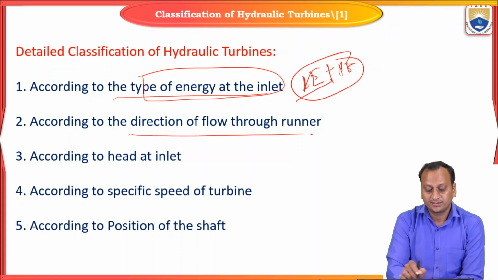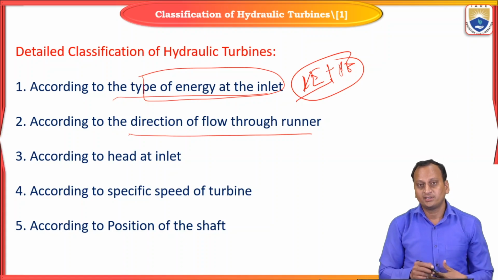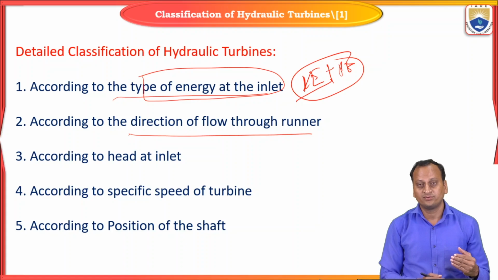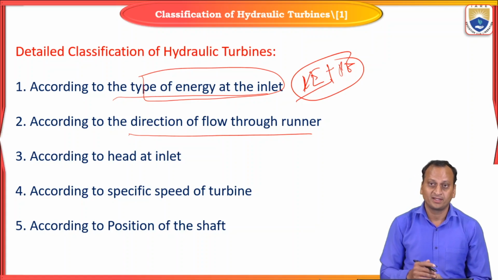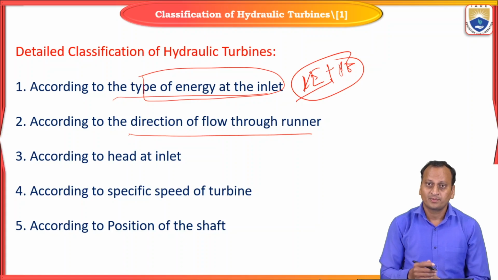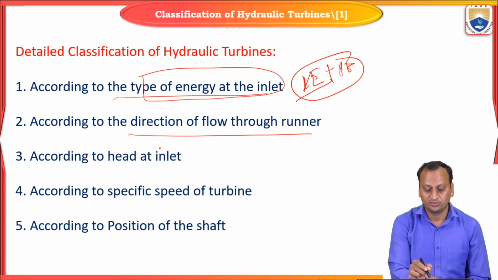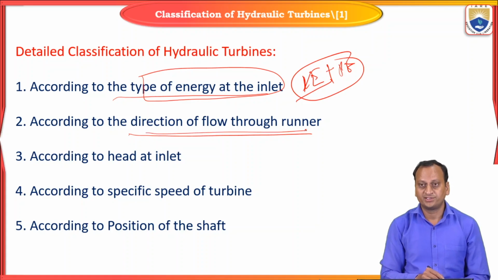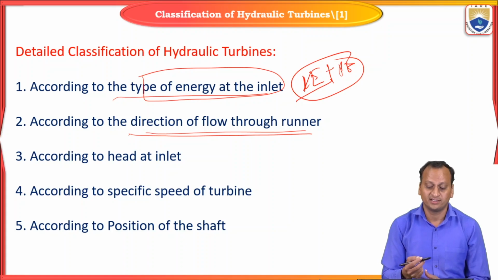Another classification is according to the flow through the runner. There are different types of flows that you can observe in real turbines. There will be tangential flow, axial flow, radial flow, mixed flow, etc. Based on the direction of flow, we can say which type of turbine it is, whether it is axial flow, mixed flow or tangential flow, and what the examples are for each.